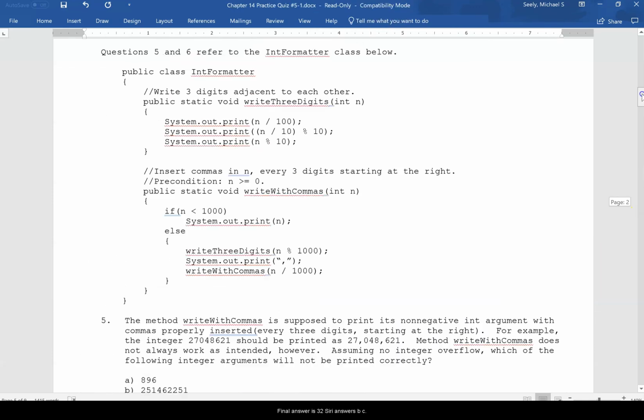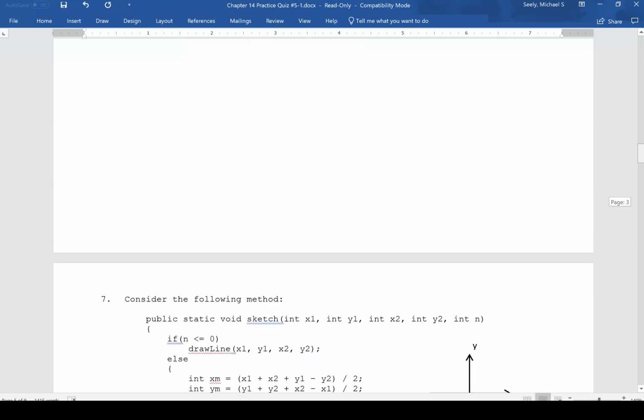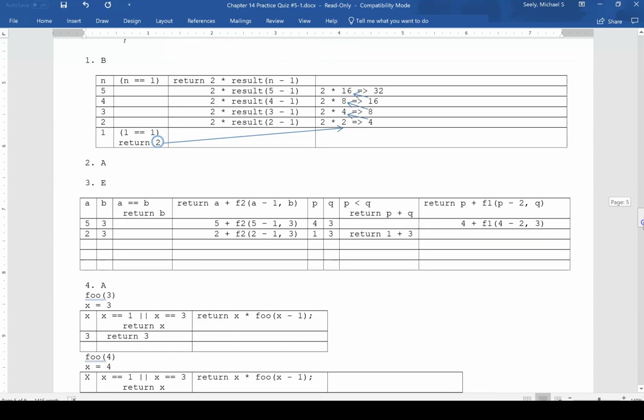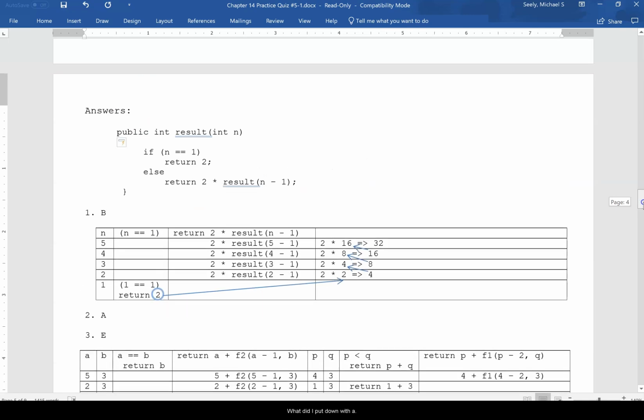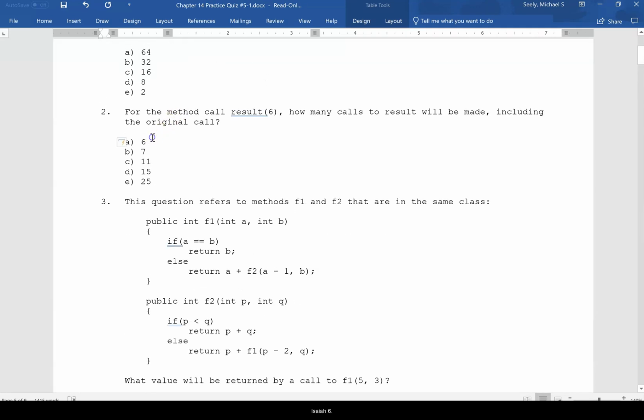Let's see. The question for A: for the method call result 6, how many calls to result will be made, including the original? What did I put down? What's A? 6? So here's the first call, I guess. So 1, 2, 3, 4, 5, 6. So A is 6.